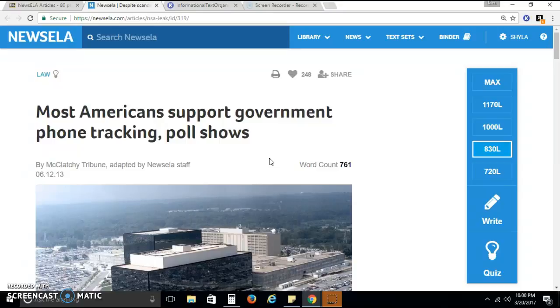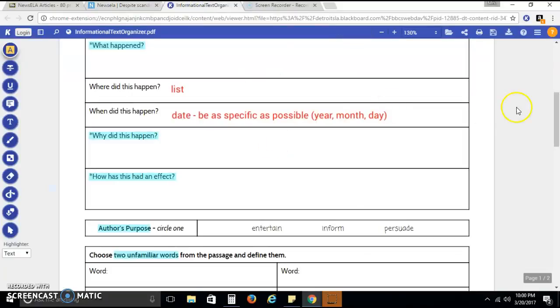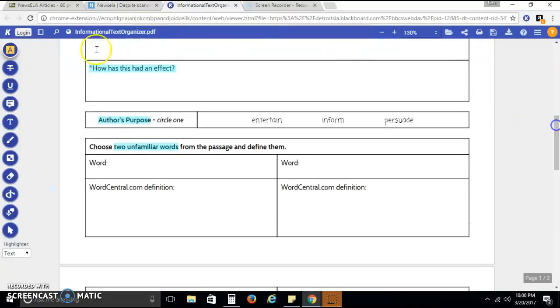what event is this talking about? You need to read the article to find out. And what effect has this had? So in this case, I'm asking what events, particularly surrounding Edward Snowden, took place, and how have these events affected Americans' opinions about things like government phone tracking? Okay. For purpose, you need to circle one of those.